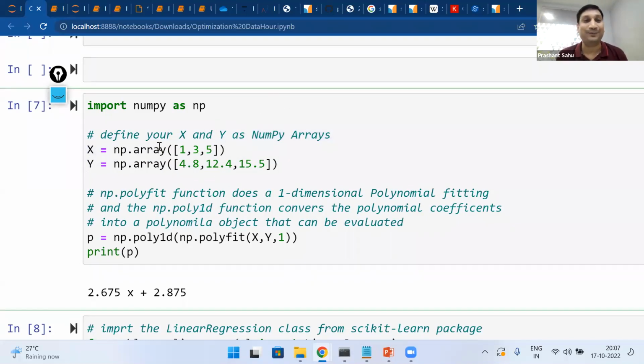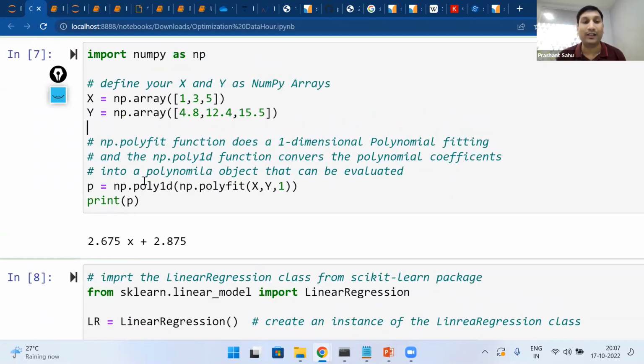Okay. So this is my data points. I've taken it as a NumPy array, and what I'm doing is a simple polynomial fitting. So this polyfit function can fit one-dimensional data, only one-dimensional data, please remember. And after that, it will return you the polynomial coefficients. I'm converting those polynomial coefficients into a polynomial object, which I can evaluate later. Fine. So can you see 2.675, 2.875?